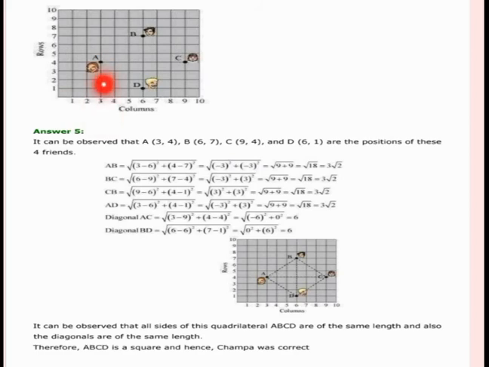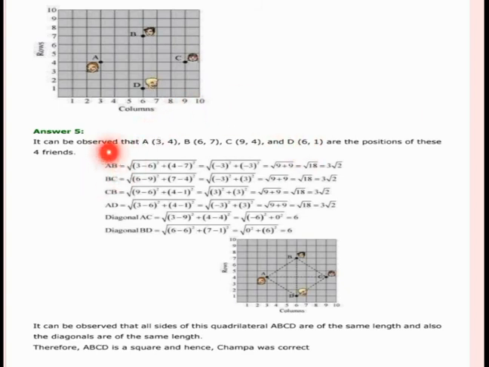Here for A, x coordinate is 3 and y coordinate is 4. So it will be (3, 4). Similarly for B, x coordinate is 6 and y coordinate is 7. So (6, 7). For point C, x coordinate is 9 and y coordinate is 4. So (9, 4). Similarly for D, coordinates are (6, 1). Now we will find the distance between AB, BC, CD and DA.